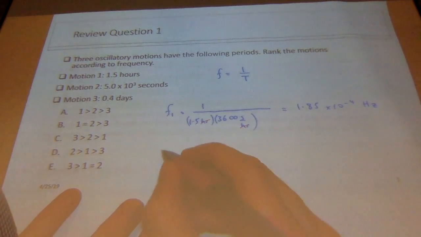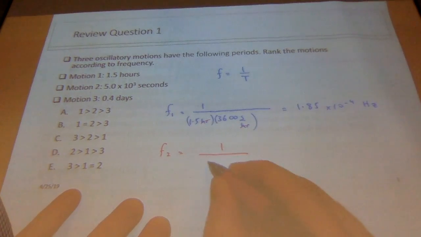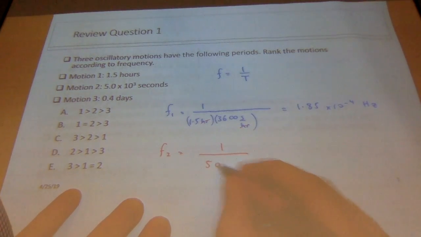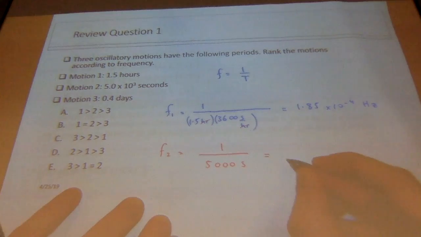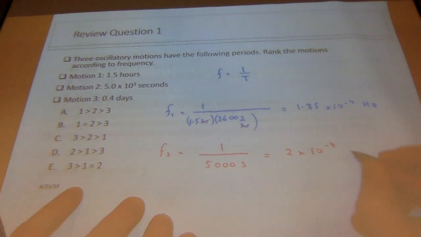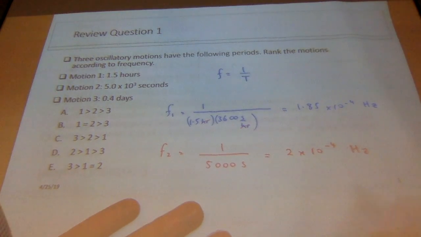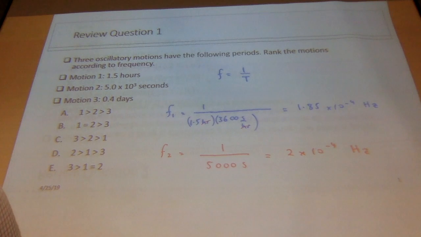Let's switch up the colors here. F2, that's the easy one. So 5 times 10 to the 3 is just 5,000 seconds. So that's just 2 times 10 to the minus 4. So just slightly larger. I guess it depends on the number of sig figs. I should probably be a little bit more careful on sig figs, given these two numbers are very close.